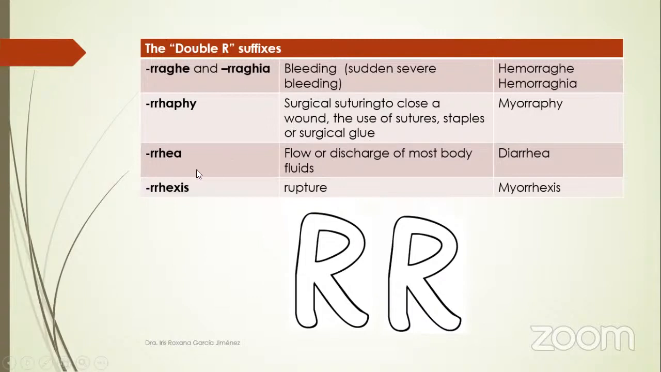Rrhaphy, surgical suturing to close a wound with the use of sutures, staples, or surgical glue. Myorrhaphy. Rrhea, flow or discharge of most body fluids. Diarrhea. Rrhexis, the rupture. Myorrhexis. You know about it. You know that's the way we talk about it, right? So, same meaning as in Spanish, just the grammar rule, how we must write it down. Double R, H, and then the vowel, okay?